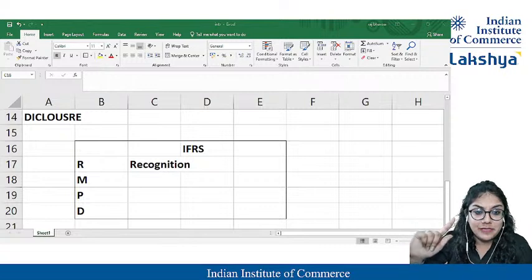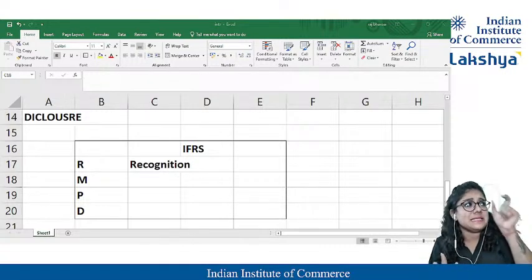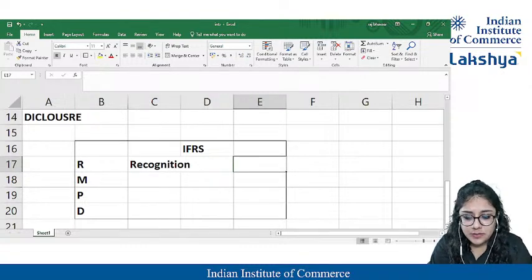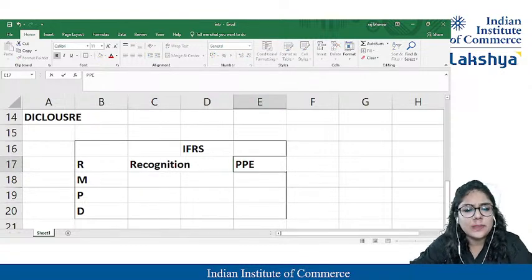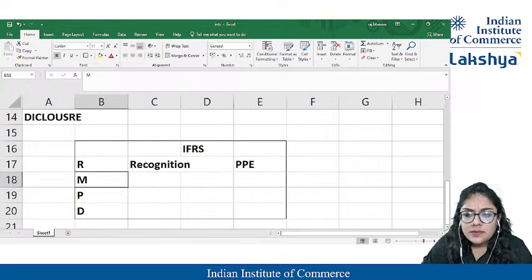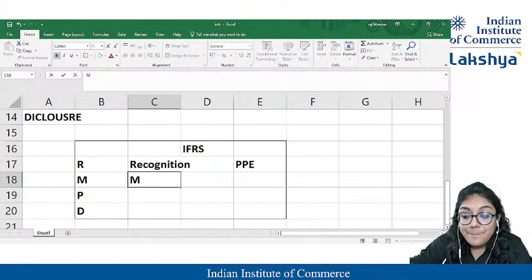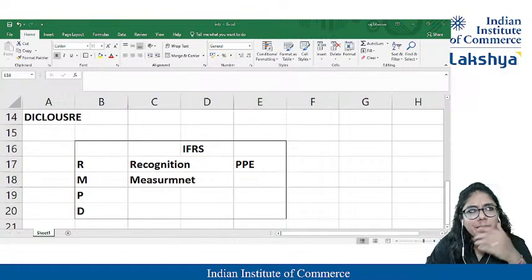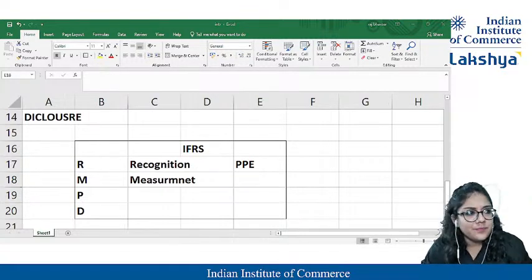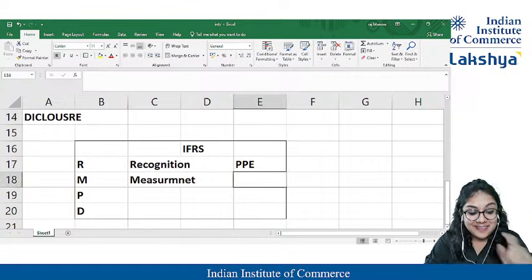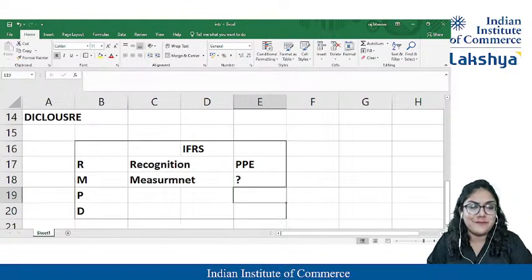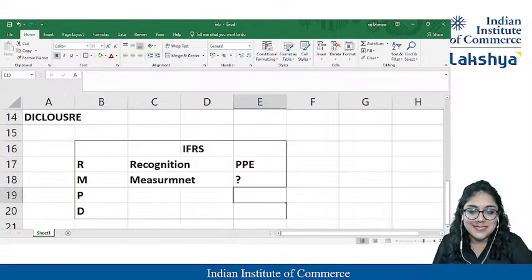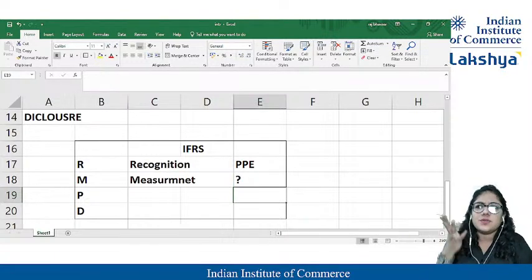After meeting the definition and understanding, okay, this is my asset, for example if it is PPE, property, plant and equipment, then what is M? M is the measurement criteria. That means I understood this is my property, plant and equipment. Let's say this is my asset. What value will I measure? What is the financial figure which I have to measure? That is something the measurement criteria tells us.